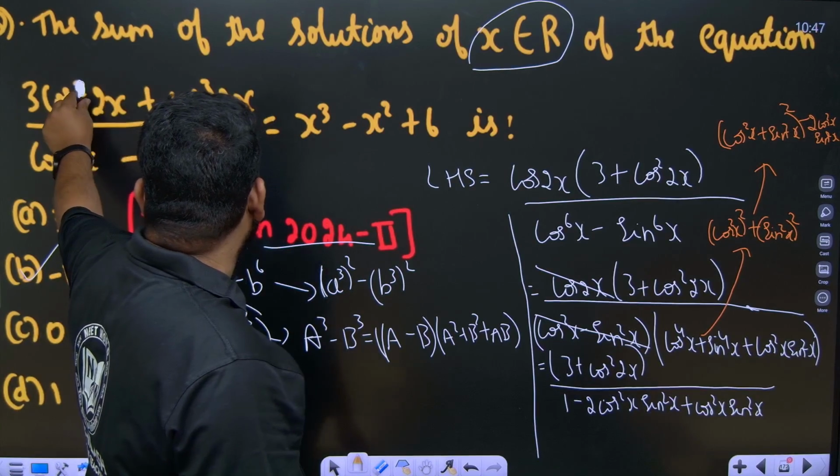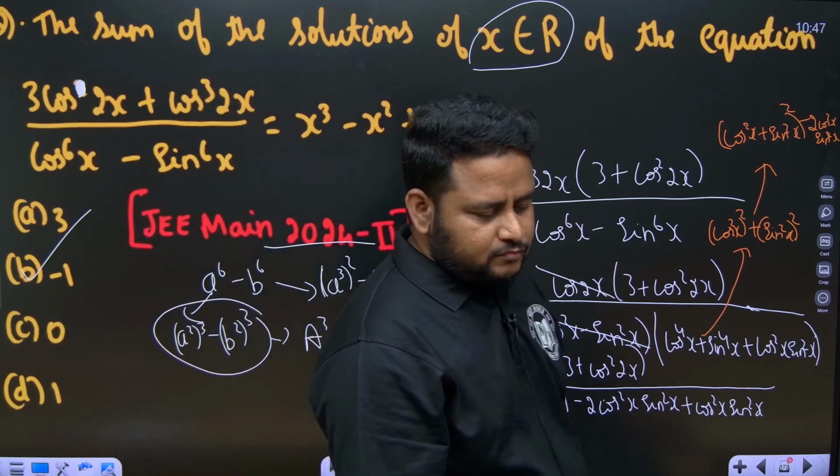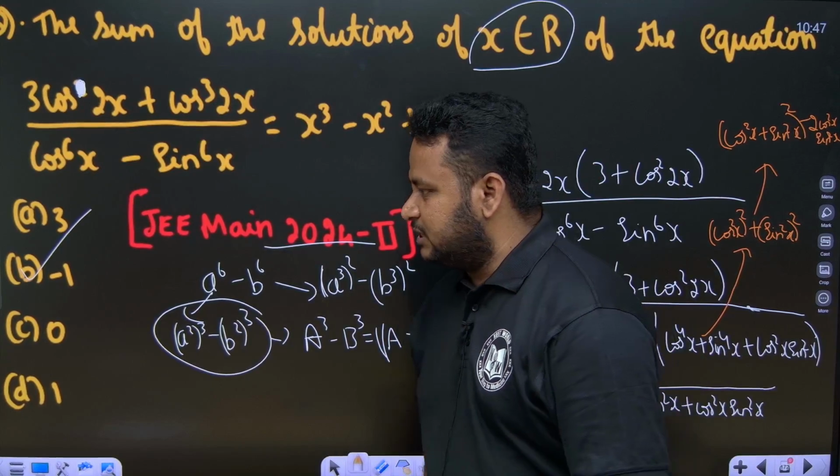There is some mistake in the question. It is 3 cos 2x, not cos square. Okay, is it clear, friends? This is how you solve this question. Let us move to the next one.